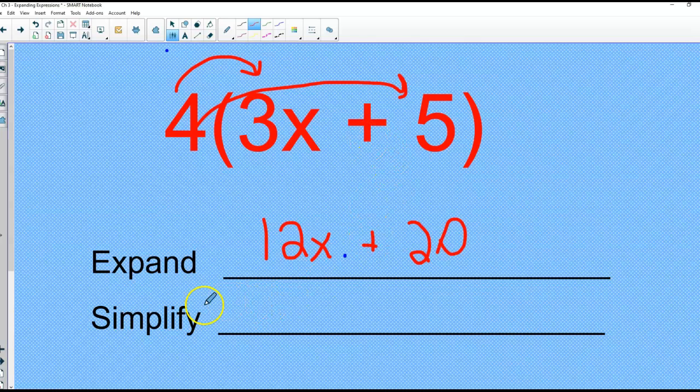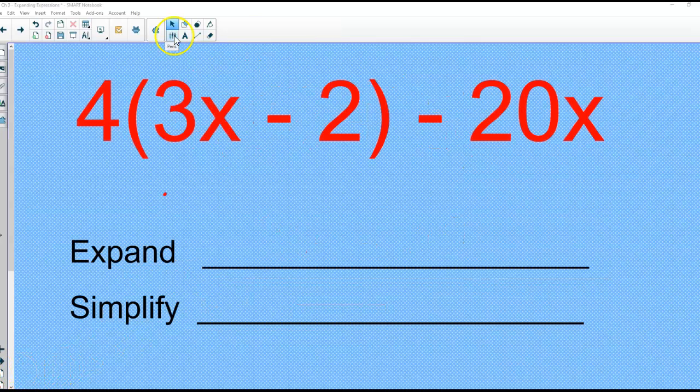So I've expanded. Now we need to look. Can we simplify? Is there anything that we can combine? And in this problem, we can't. So there is no simplifying. All we can do here is expand. Okay, let's try another one. Okay, let's start by expanding.